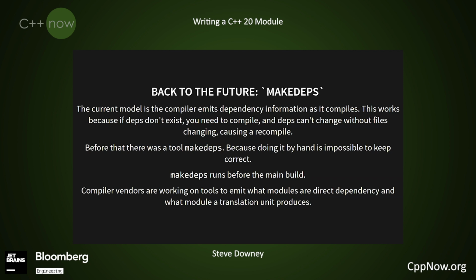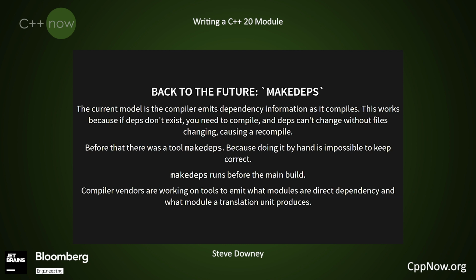And then from that point forward, the only way that the dependencies can change is if the text of the dependent files changes. So we just check the timestamps and rebuild, causing the recompile, getting the new dependency information.